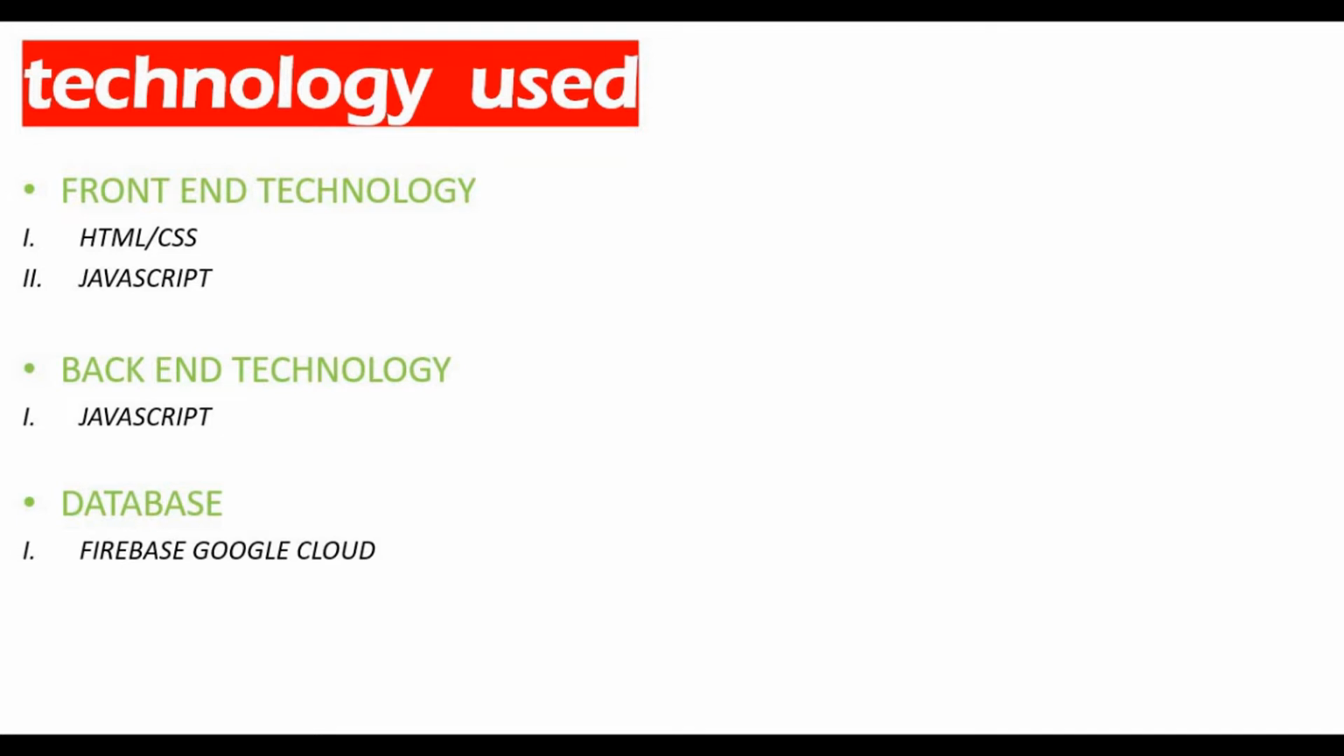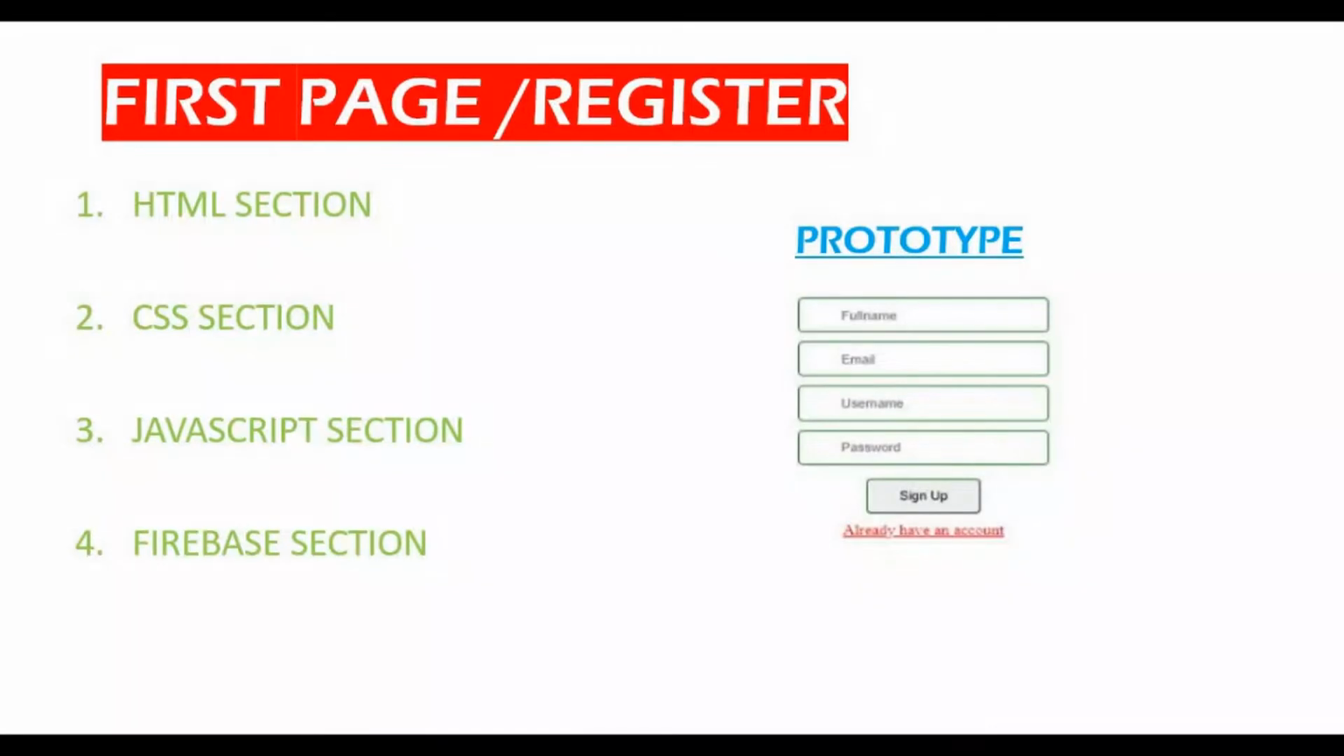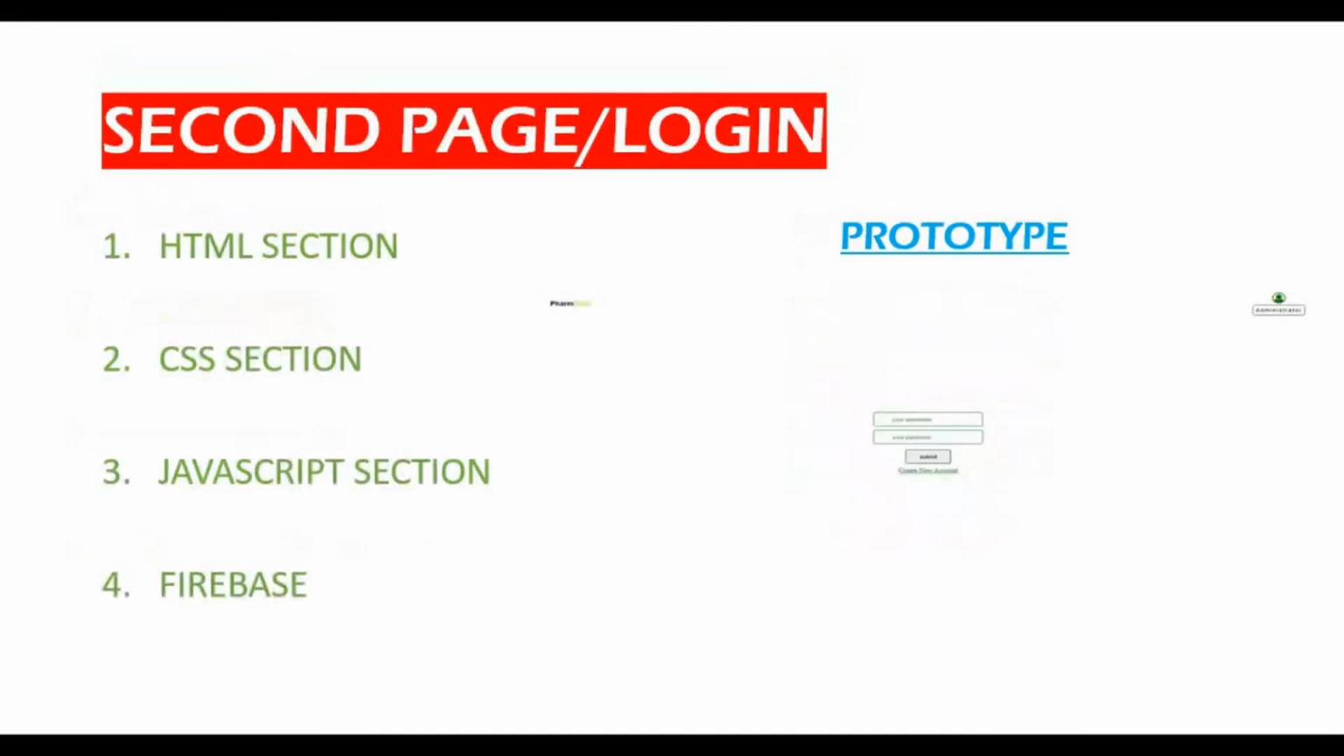So right after that, let me show you what we are going to do next. We are going to do our first page, which will be the register page. The register page is the first page you are going to learn, because it's a new app. When you come to the app for the first time, you have to register yourself. You have to provide your full name, your email, your username, and your password. For that, you can see we have a prototype here that we are going to use.